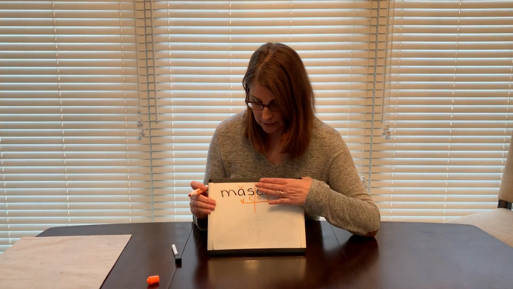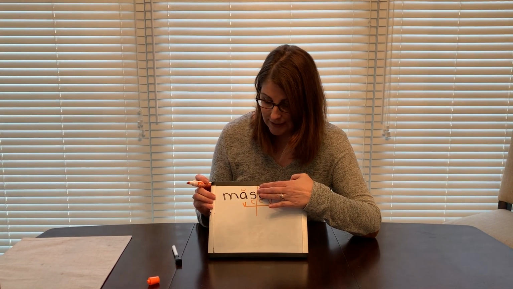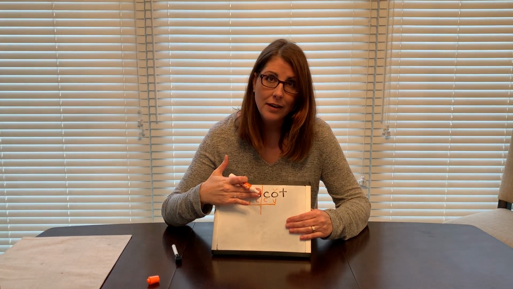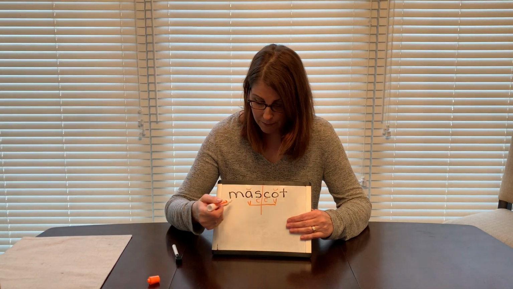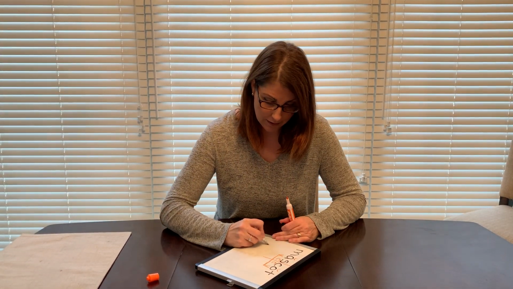So I can look at this first syllable and sound it out. Mas. And then the second syllable, cot. So the word is mascot. Mascot. Now, let's look at the word napkin.